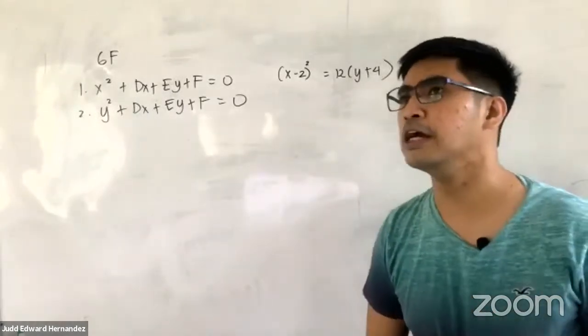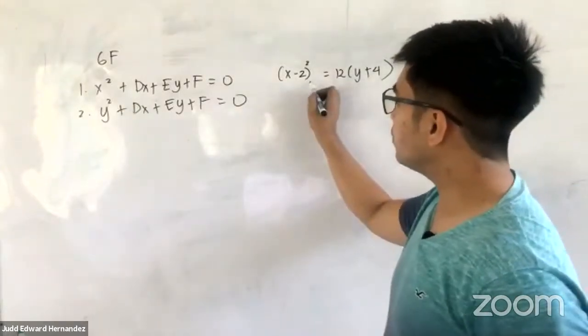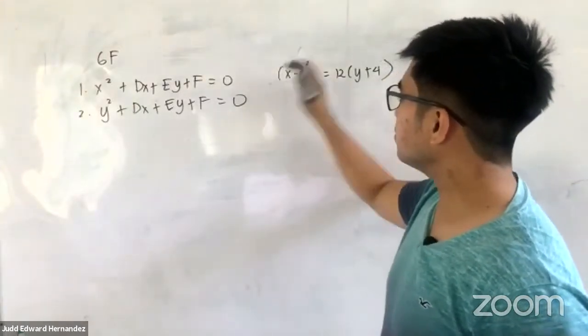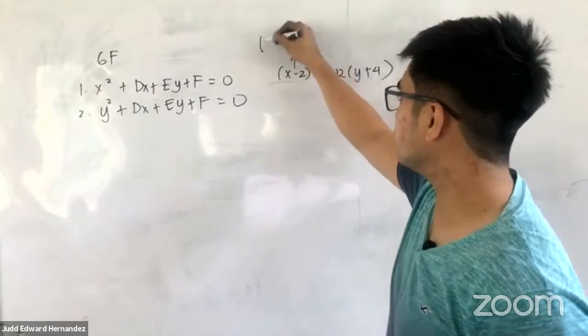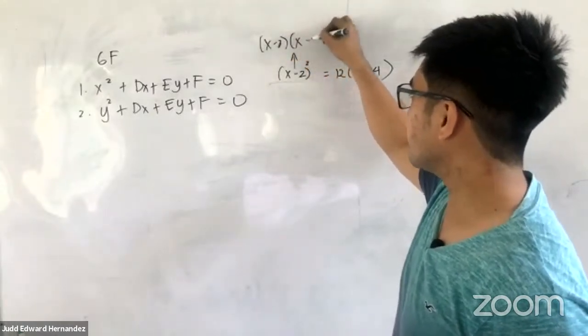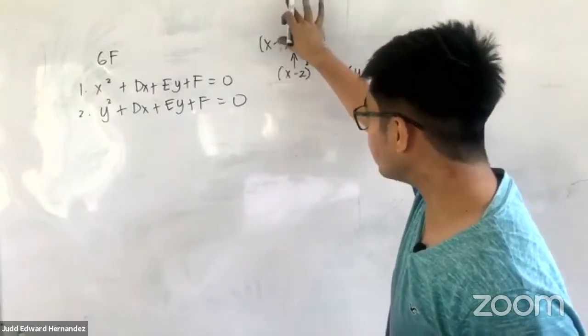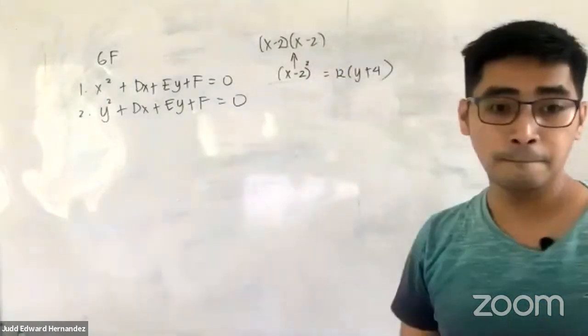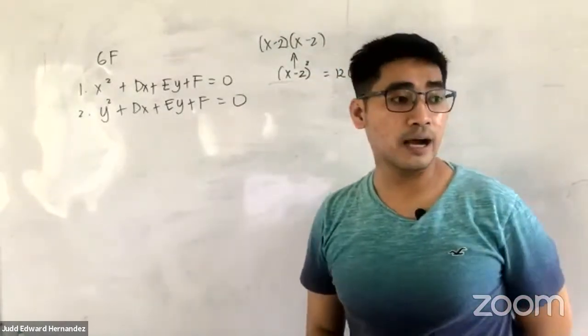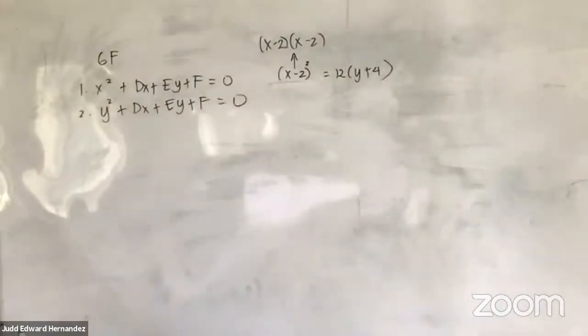So, paano po ba ginagawa yun, sir? Okay, expand muna natin yung x minus 2. Yung (x minus 2) squared, it is also equal to (x minus 2) times (x minus 2). Tama ba, guys? Mag-react nga kayo kung tama. Okay. Foil method lang yung gagawin natin dyan.